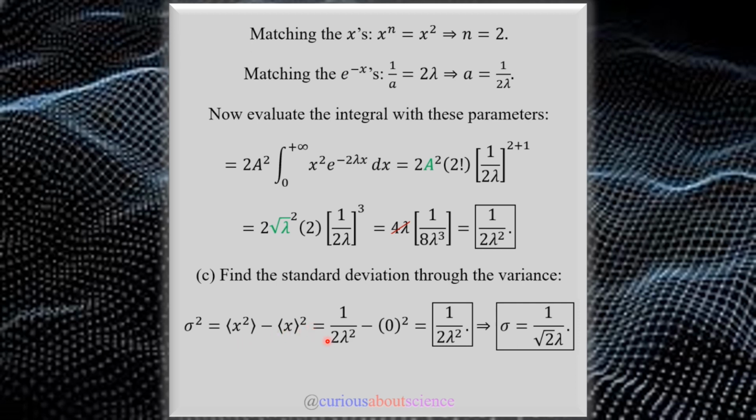Nonetheless, you plug everything in that we found, expectation here, expectation there. Wonderful to see the expectation of x be 0 because it makes the calculation easy. And thus we land with sigma equals 1 over square root of 2 lambda. So our variance and standard deviation both depend on that factor of lambda. And that will make a difference whenever you look at a graph of these things.